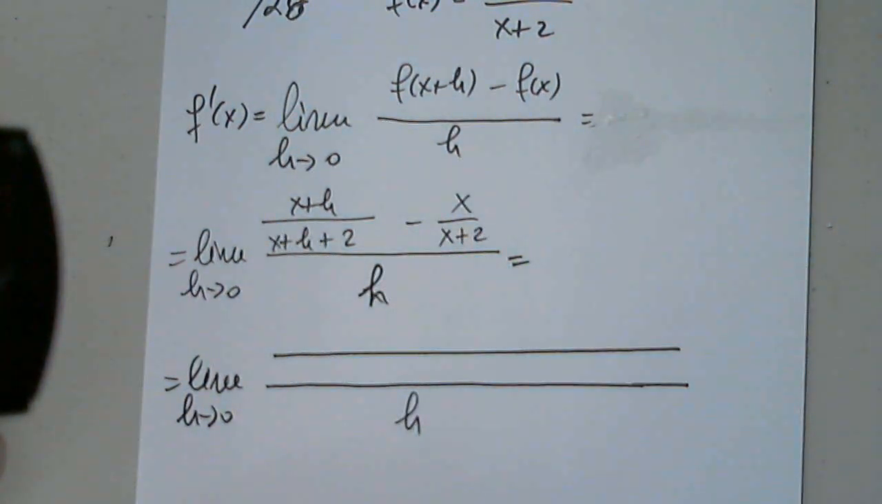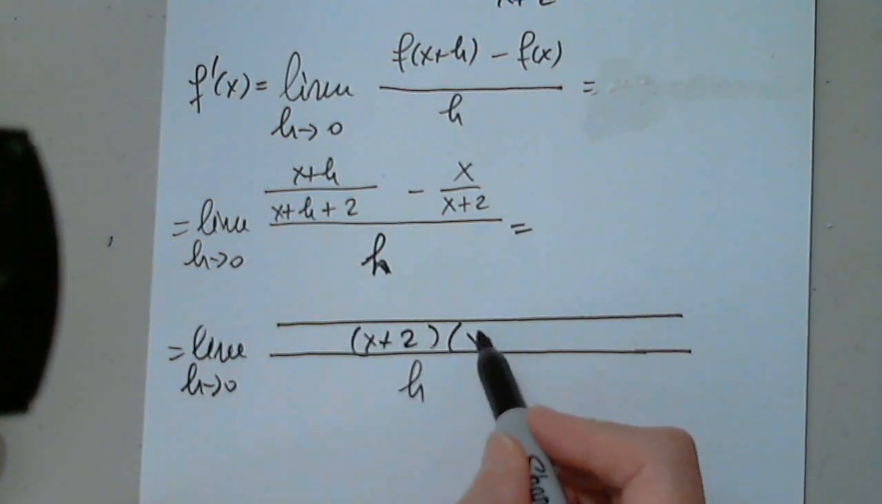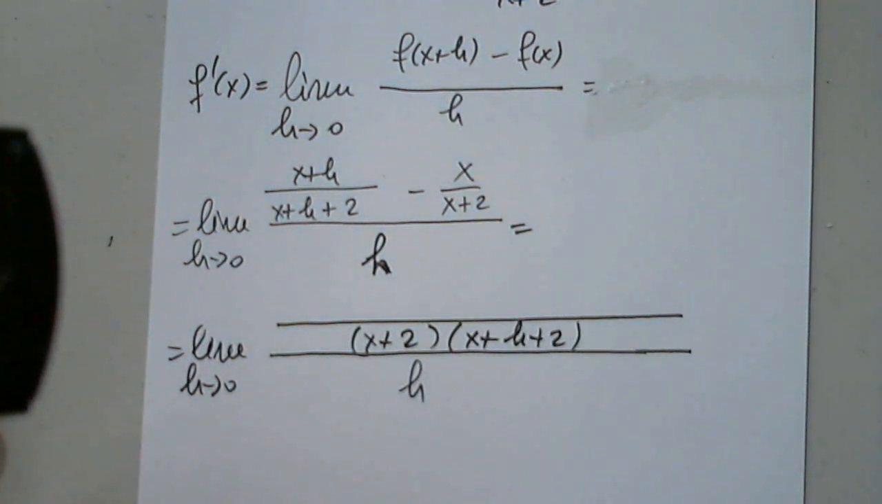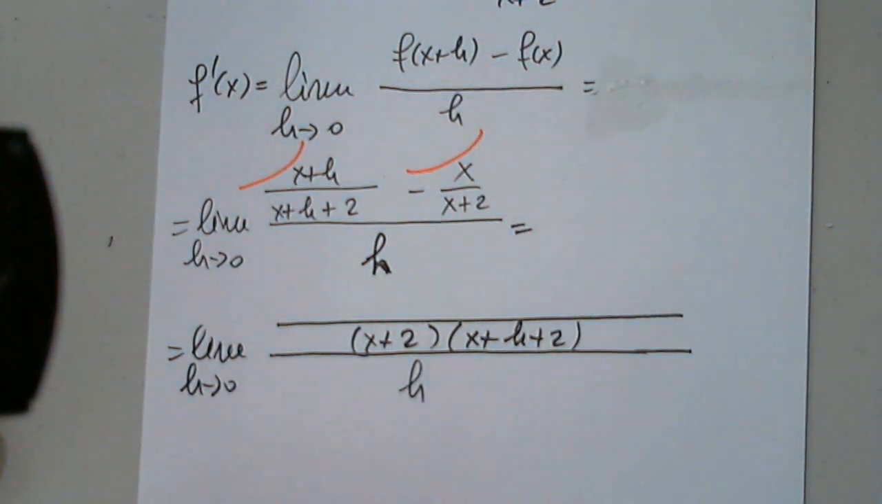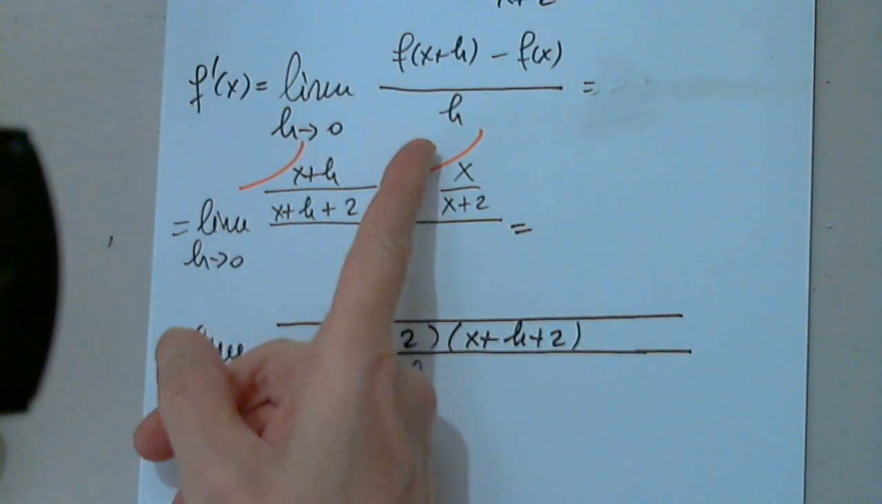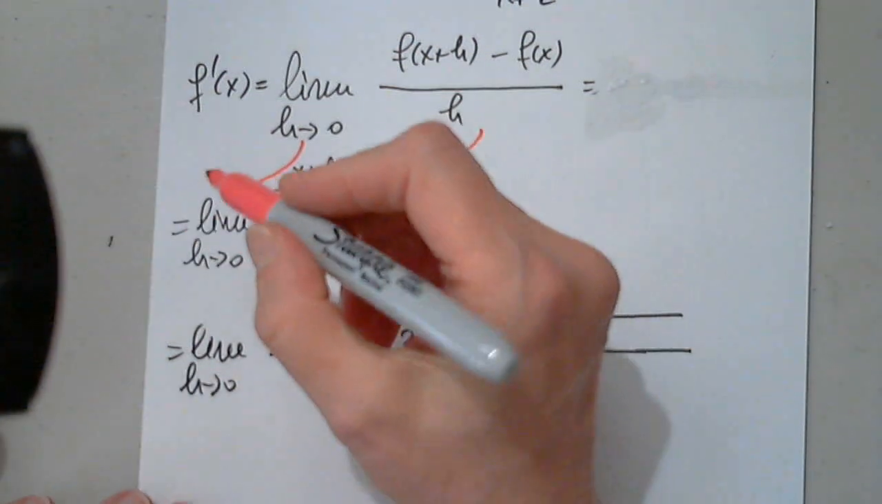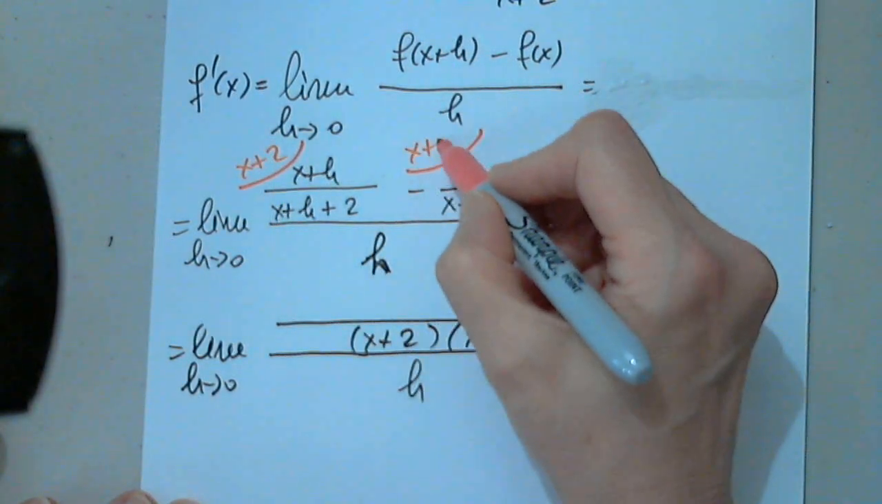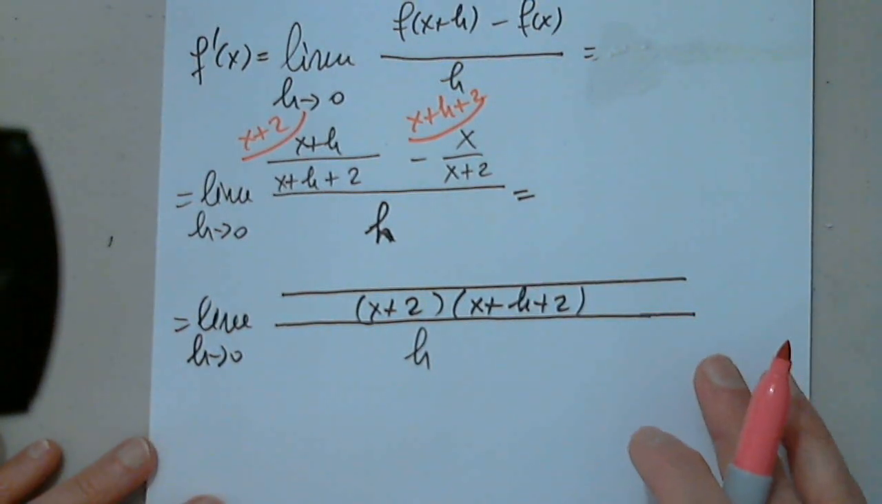Can anyone give us the least common denominator? x plus h plus 2 times x plus 2. Very good. Yes, awesome. That's it. What is the adjustment needed here? And what is the adjustment needed here? Multiply the denominator, so to speak. Yes. It's not the cross multiplication rule, but yeah, you can say that. Like that.